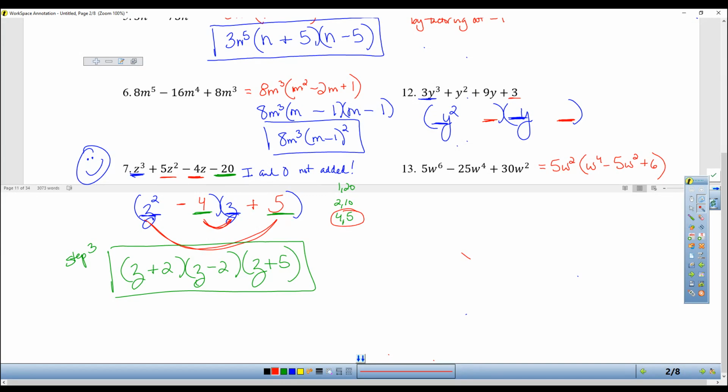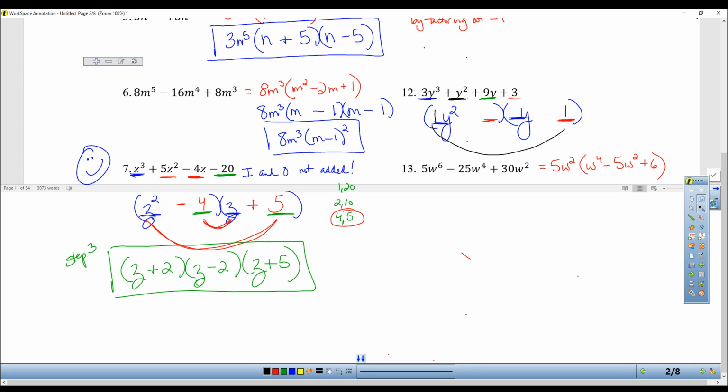But here's the awesome part. I need a 9y and I need a y squared. The y squared can't have a number. That's perfect. If the y squared can't have a number, then this doesn't have a number, and this doesn't have a number.